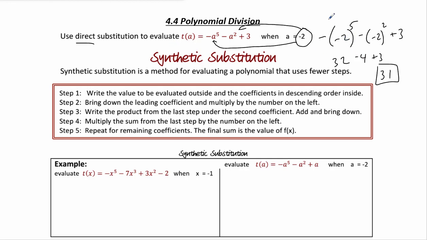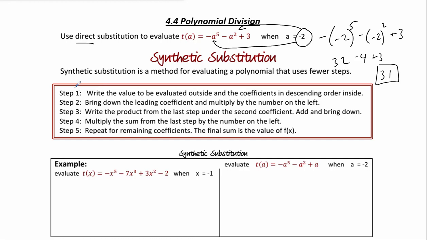All right, we're going to use a different way to do this. Okay, instead of doing directly, we're going to kind of do synthetic. This is going to help us with the next section as well. So, synthetic substitution. What? Synthetic substitution is a method for evaluating a polynomial that uses fewer steps. You don't actually have to plug numbers in and chug them out. Okay, you don't really have to do that.